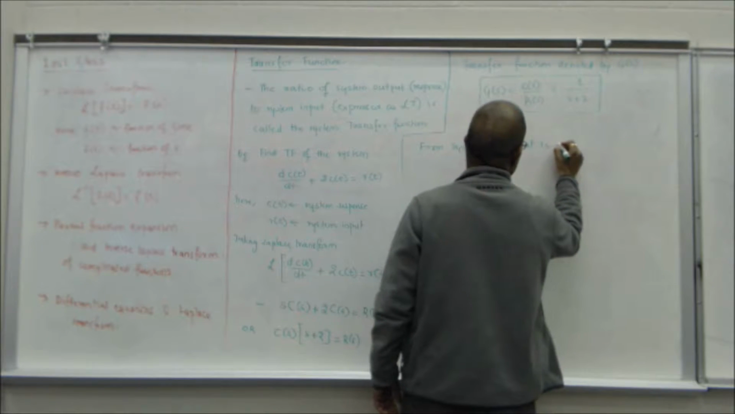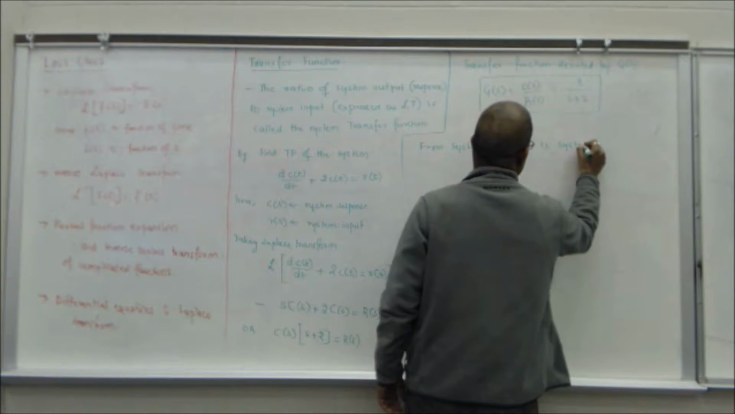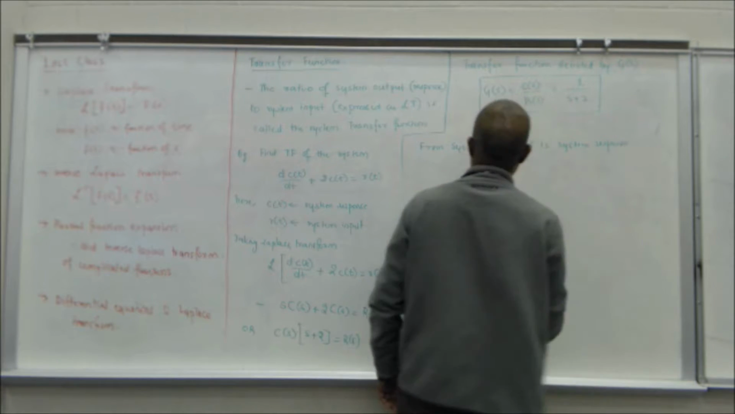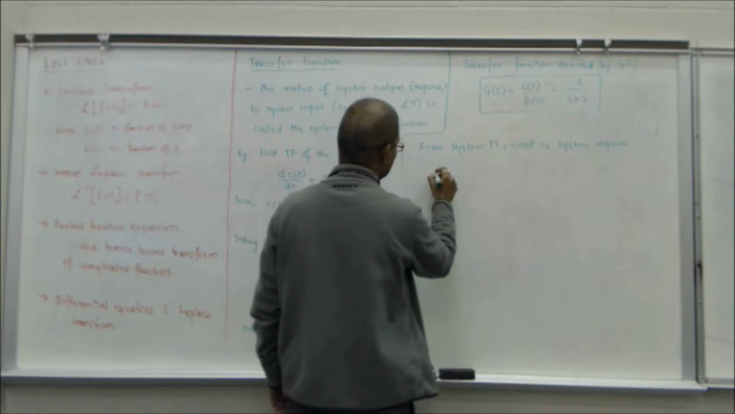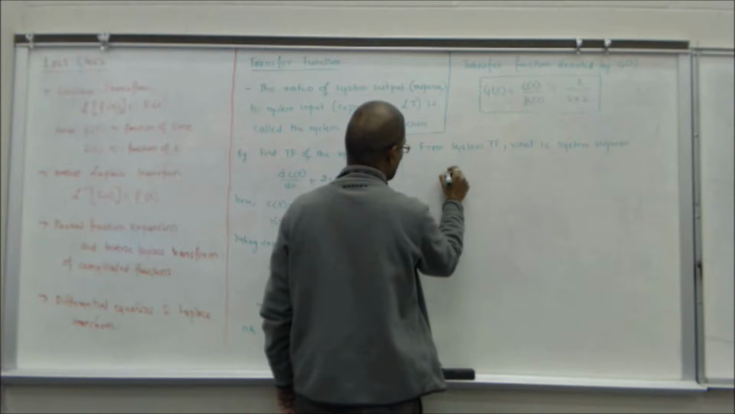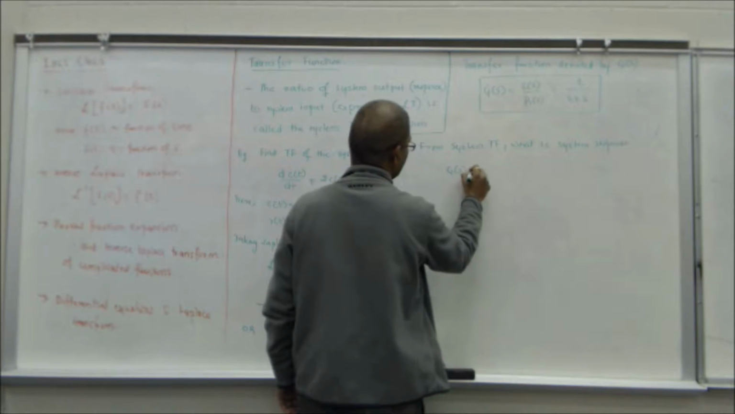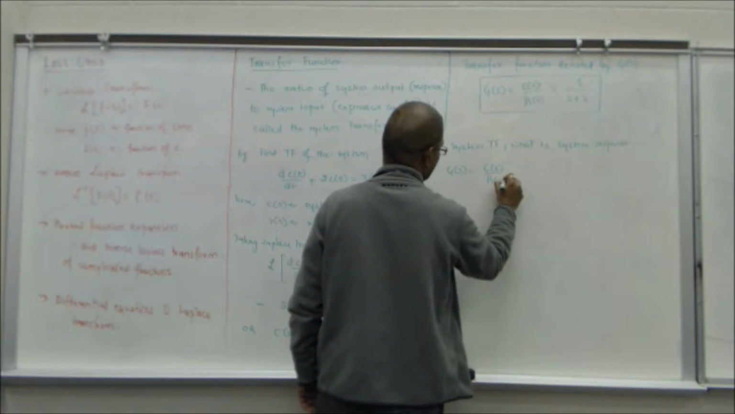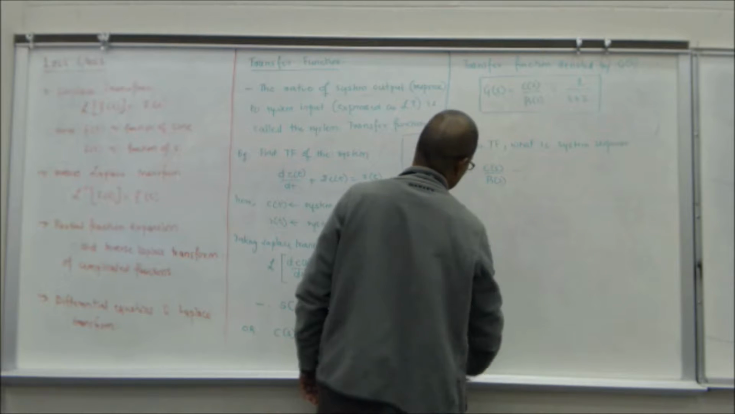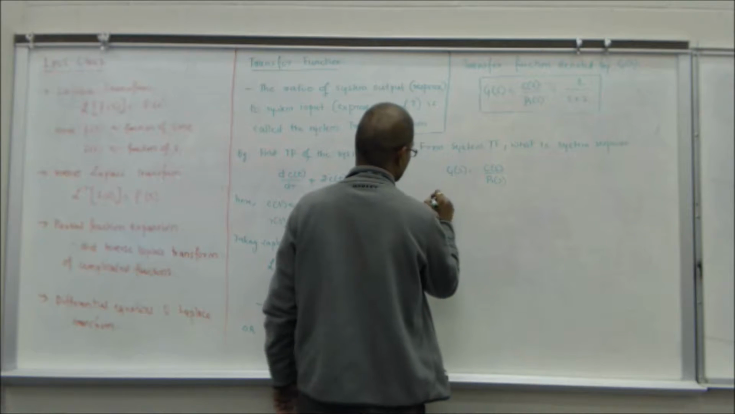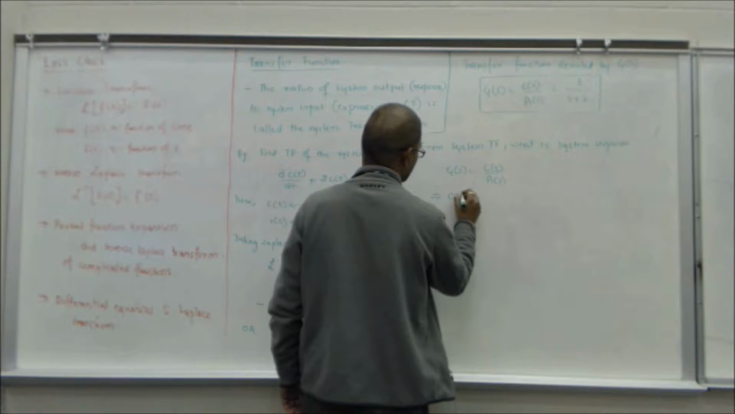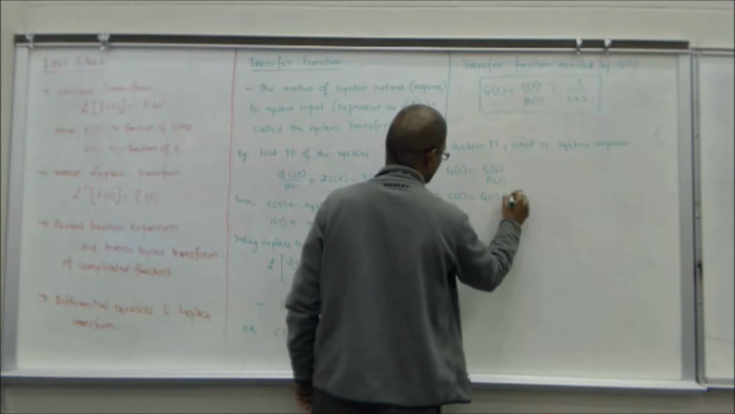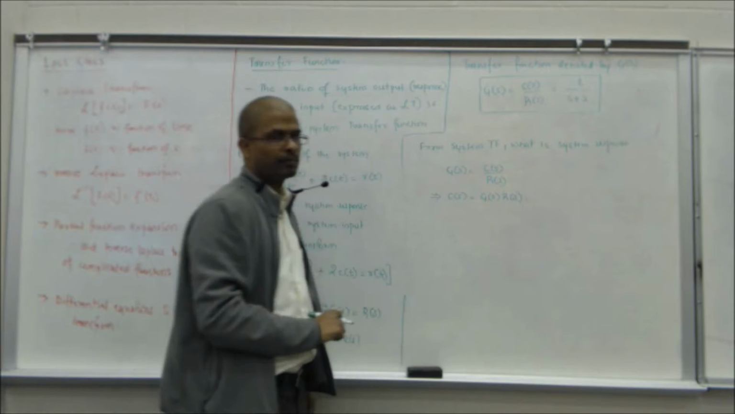What is system response? Okay. So you have G of S equal to C of S over R of S, which implies C of S is equal to G of S into R of S.